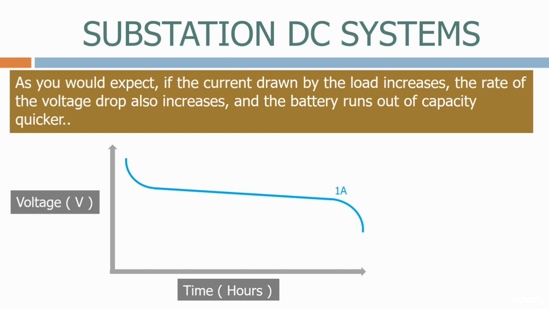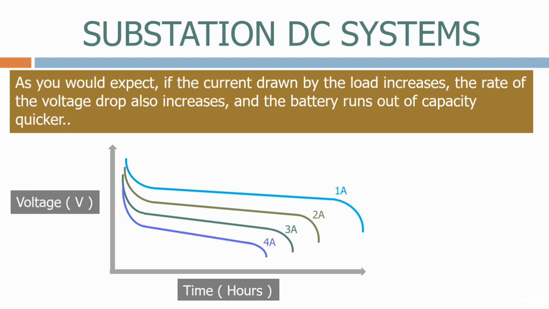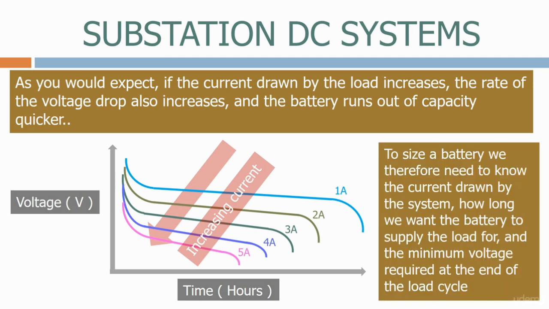Here we have a discharge curve when the current drawn by the load is 1 amp. If we now increase the load current, the voltage drops at a faster rate and the battery discharges quicker. This decline continues as the load current increases. To size a battery, we therefore need to know the current drawn by the system, how long we want the battery to supply the load for, and the minimum voltage required at the end of the load cycle.